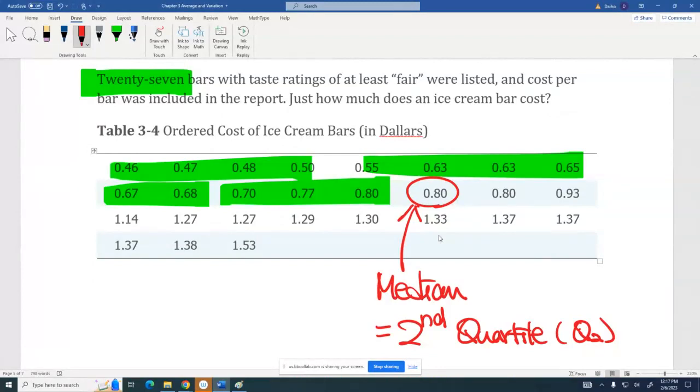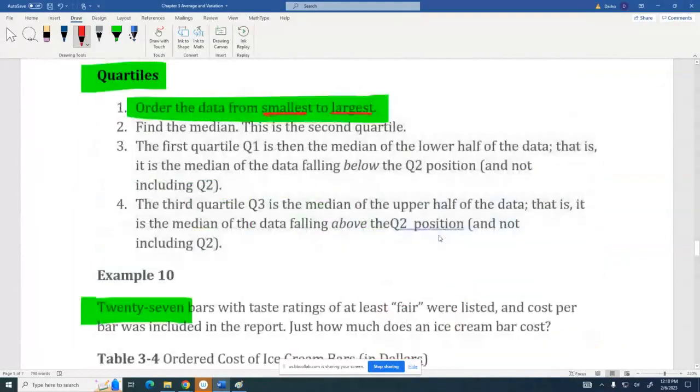Then where is the first one? To the left or to the right? To the left, yes. To the left, we take the first quartile. It is another median. So how many are here then? 13. Let me go up here.